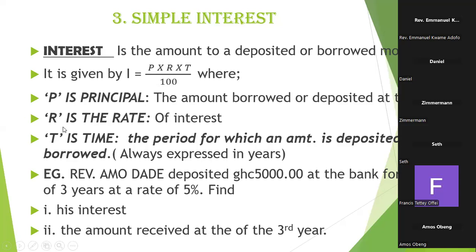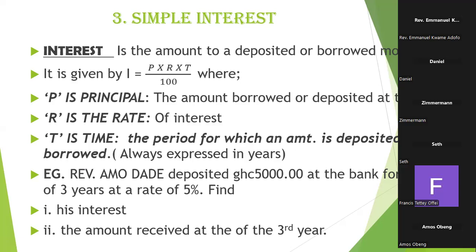And then we also have R in the formula, which is what? Rate. So it's the rate of interest. And then we also have T, which is time. So the time is the period for which an amount is deposited or borrowed.